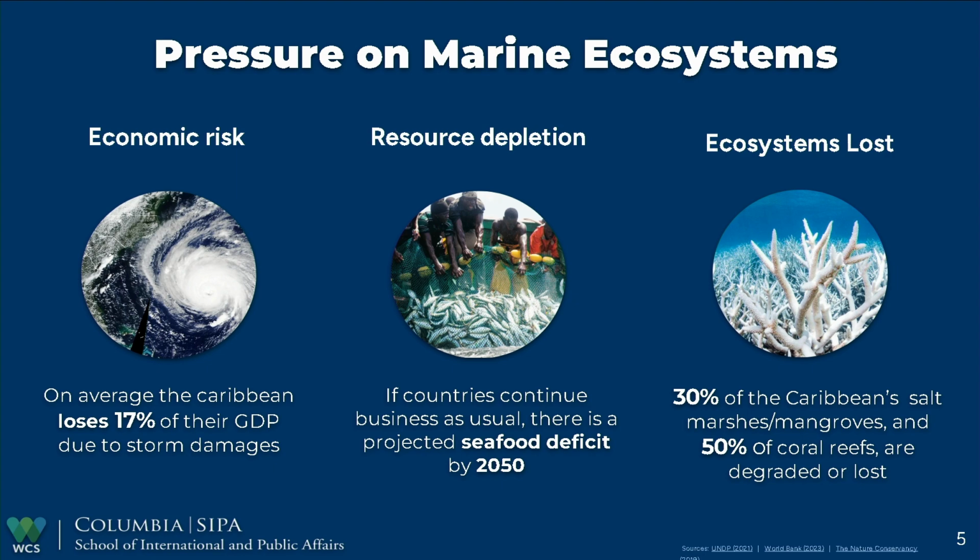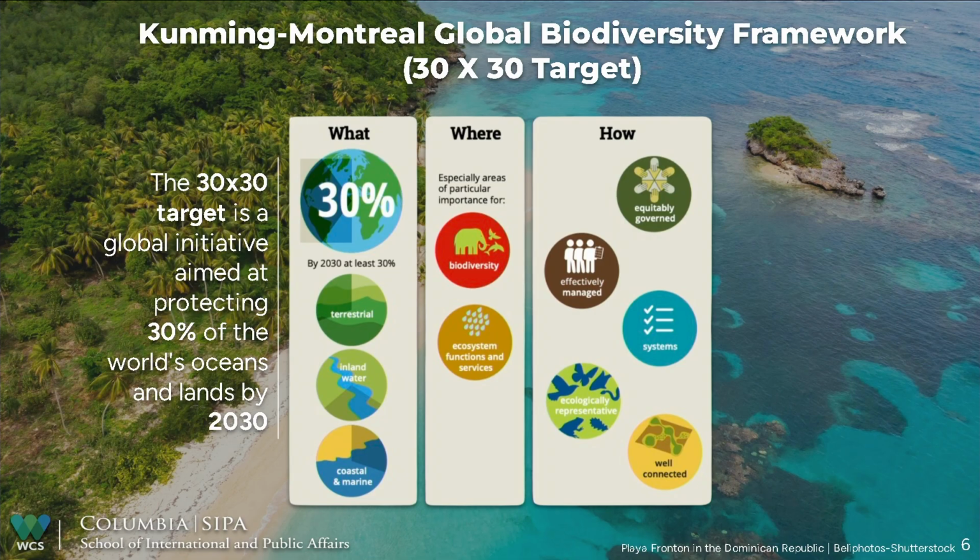To address these challenges, the 30 by 30 target of the Montreal Global Biodiversity Framework was adopted under the COP15 in 2022. And under this framework, countries are committed to protect 30% of their land and water by 2030, especially areas that are important for biodiversity conservation and ecosystem health. And this must be done through holistic and equitable governance. So since its adoption, the 4 countries have all pledged to work towards this very ambitious goal.